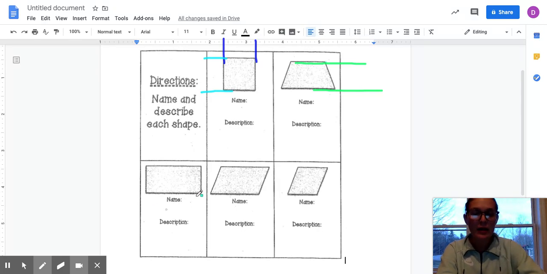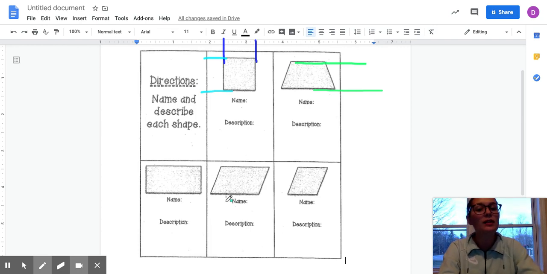Your next shape, I think you know the name of it. It's a rectangle. I'm going to let you do the rectangle yourself because it has a lot of the same attributes as the square. Think about the sides, the angles, if it has parallel lines as you're making the description for that one.